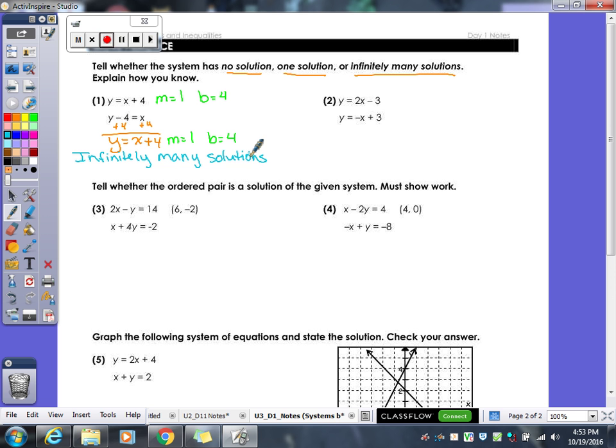Now, the thing that you have to keep in mind going forward is they want us to explain how you know. When they put that word explain in there, that means you need to write in words how you know. So we just put comma because they have the same slope and the same y-intercept.